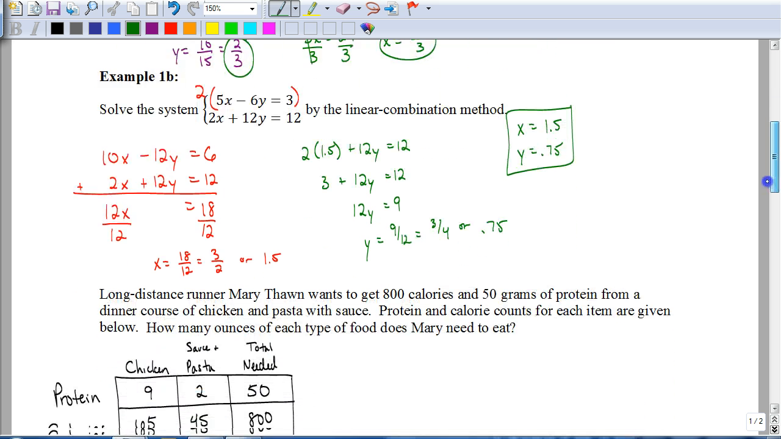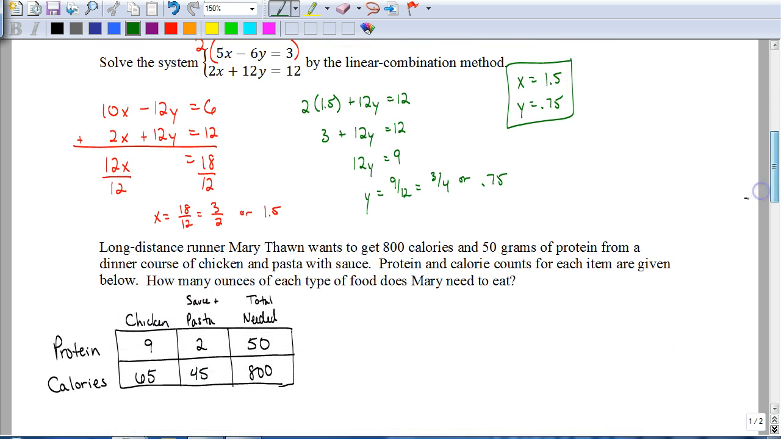Let's look at how this works with the story problem. Now, if you have my notes, I never got this table put in here, so you want to add that table to your notes. But here it says long distance runner Mary Thon, again, funny about the name there, wants to get 800 calories and 50 grams of protein from a dinner course of chicken and pasta with sauce. Protein and calorie counts for each item are given below. How many ounces of each type of food does Mary need to eat?